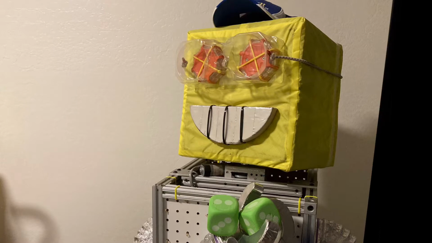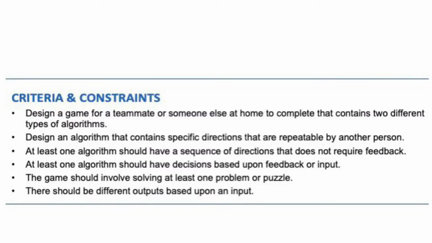So your challenge today is to design a game that contains two different algorithms and make your own game at home. Criteria and constraints. Design a game for a teammate or someone else at home to complete that contains two different types of algorithms. Design an algorithm that contains specific directions that are repeatable by another person. At least one algorithm should have a sequence of directions that does not require feedback. And then you have to have an algorithm that does require feedback or input.